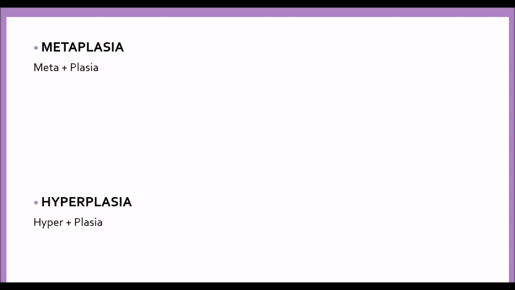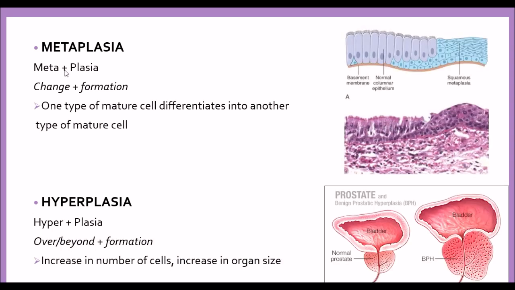Then let's look at words that end with plasia. So plasia means formation. So metaplasia, this term meta means change. So metaplasia is where we're going to have one type of mature cell that will differentiate into another type of mature cell. An example of this is the smoker's lung, where we can clearly see here that we have normal glandular epithelium that produces a lot of mucus to cover the airways. But as someone smokes more and more, the cells adapt to the carcinogen, adapt to the smoke by becoming squamous, by becoming flat cells that can deal with the carcinogens a lot more efficiently.